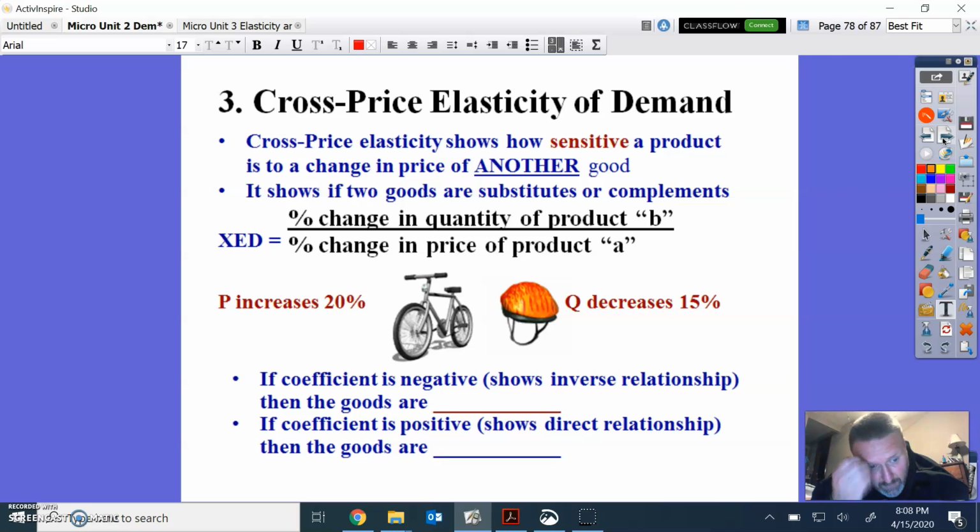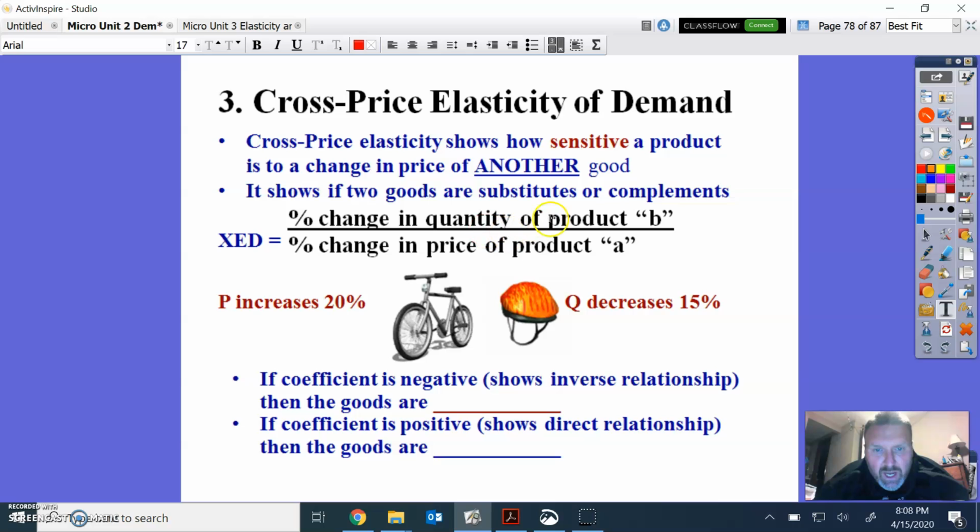So the lesson for today focuses on this point here, this idea of cross price, okay? Cross price, guys, tells us how sensitive a product is to a change in the price of another good. So what cross price does, guys, is it mathematically tells us if goods are complements or if they're substitutes, okay? So cross price, it's labeled XED, cross elasticity of demand.